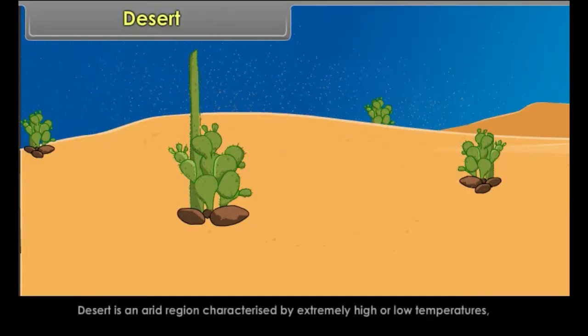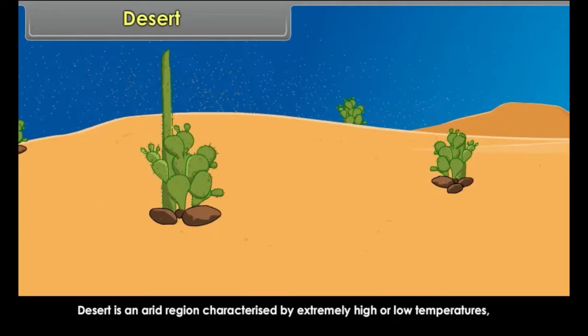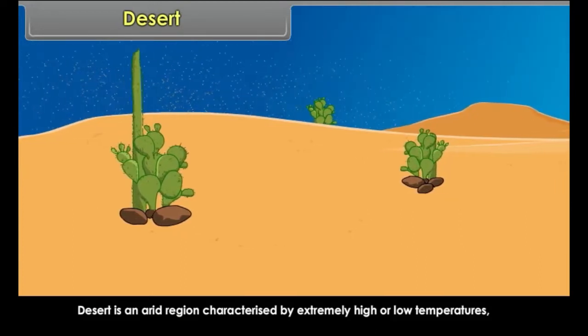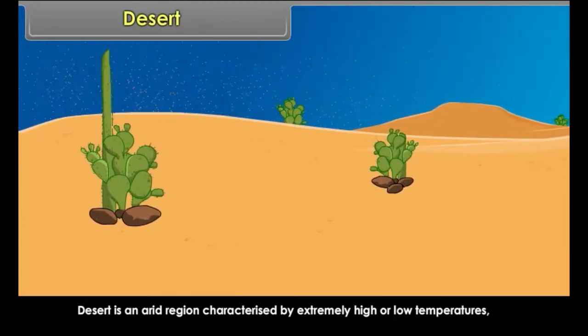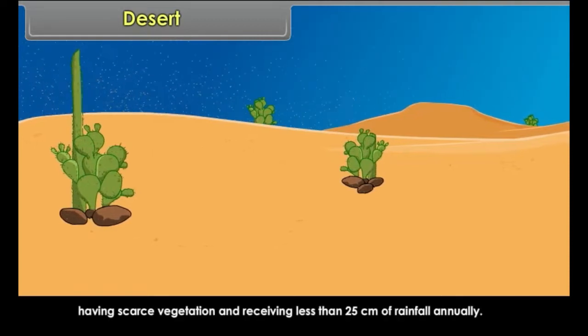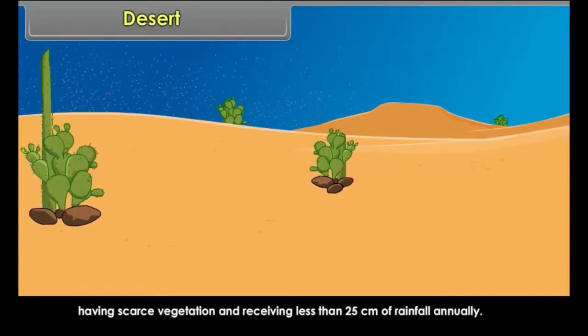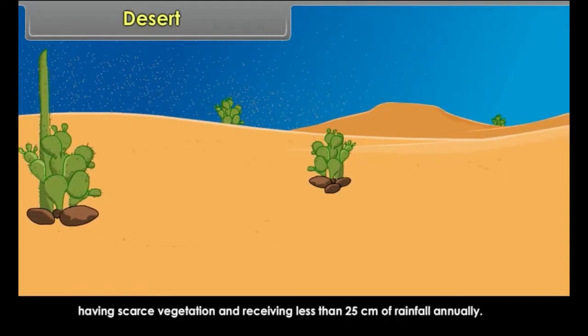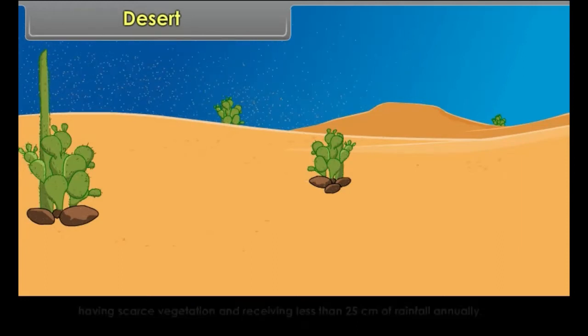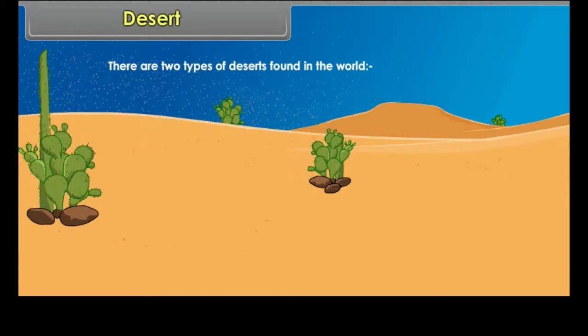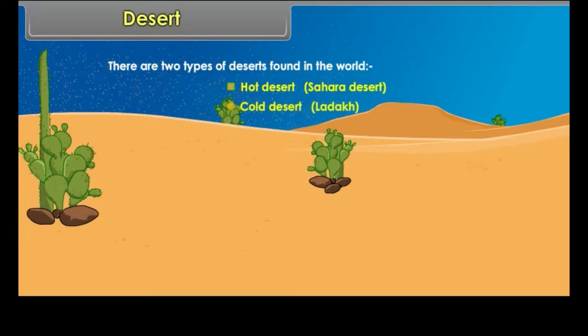Desert. A desert is an arid region characterized by extremely high or low temperatures, with scarce vegetation, receiving less than 25 centimeters of rainfall annually. There are two types of deserts found in the world: hot desert, Sahara Desert; cold desert, Ladakh.